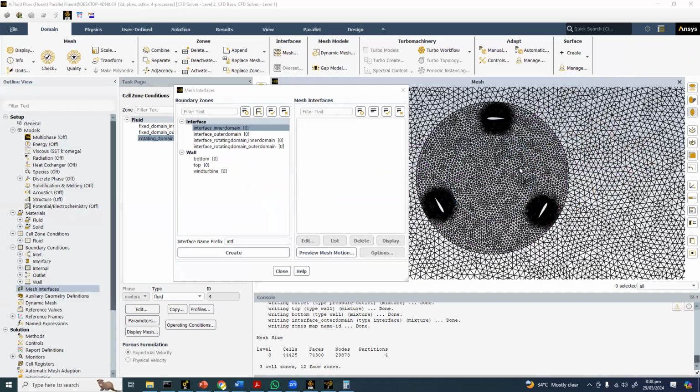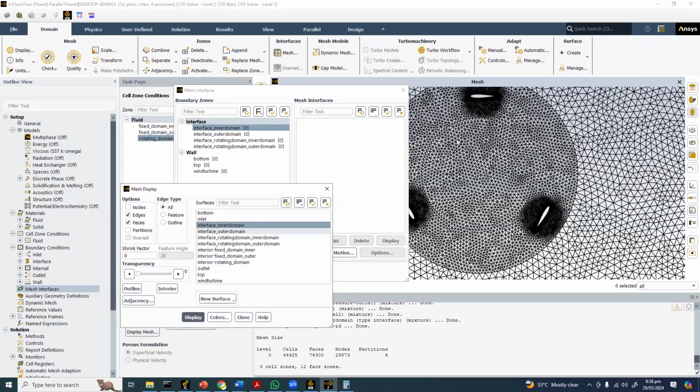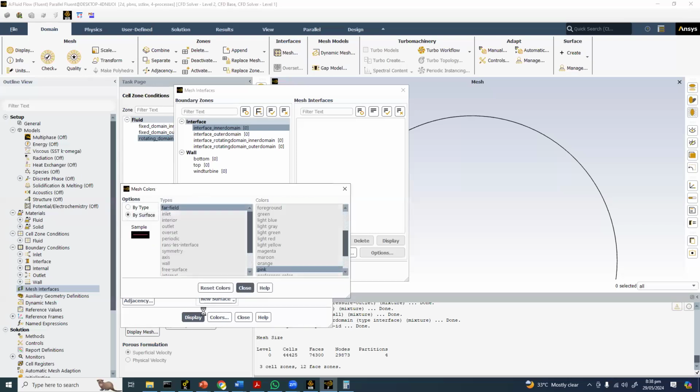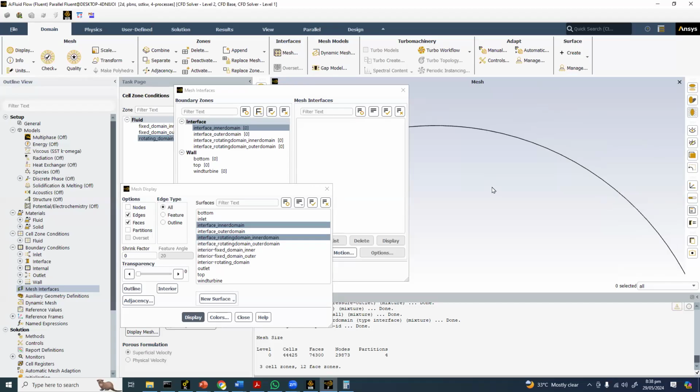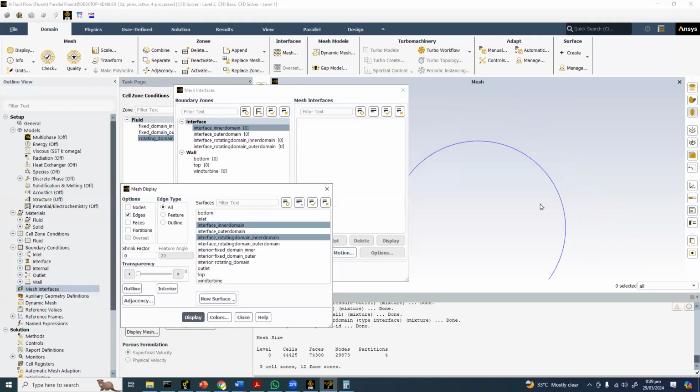So this is between this interface inner domain. I can display the geometry also. So what I'm saying is that the interface inner domain, which is here, and the interface rotating domain and the inner domain boundary, which is also here. You can change the colors by the surface IDs. Same boundary, they are at exactly the same location.